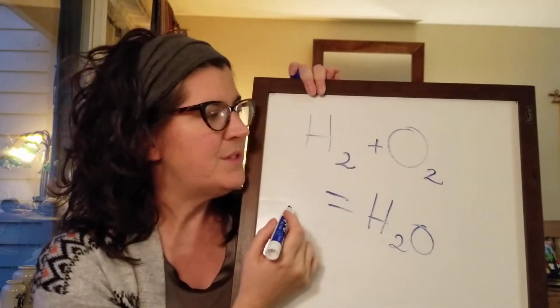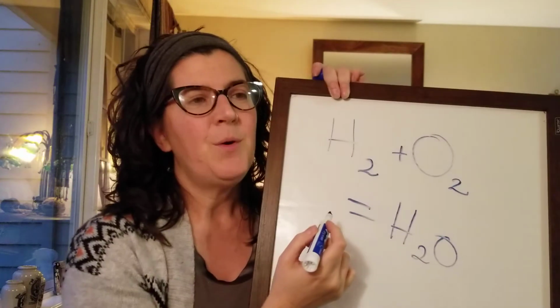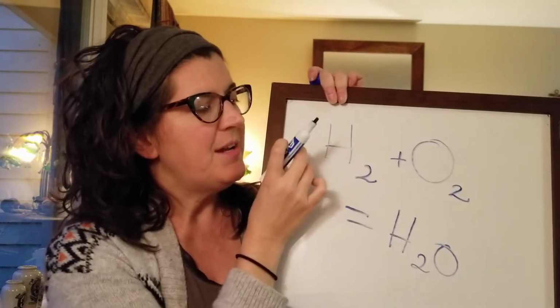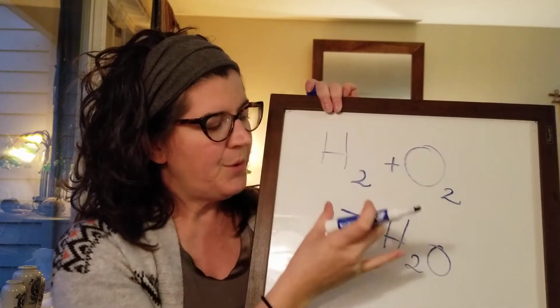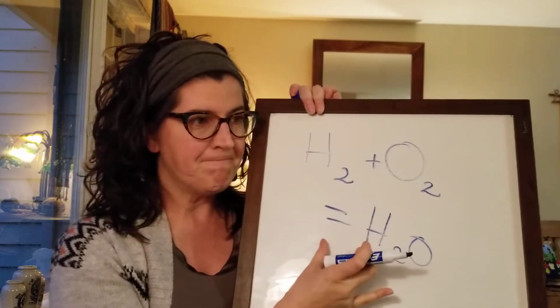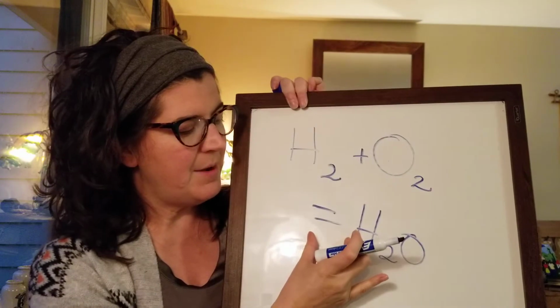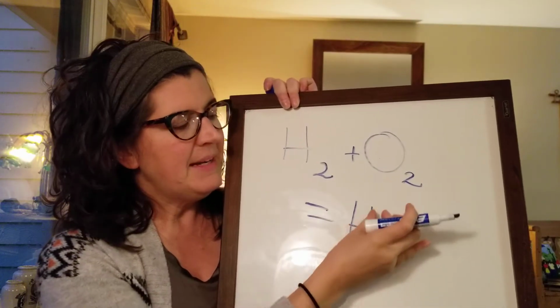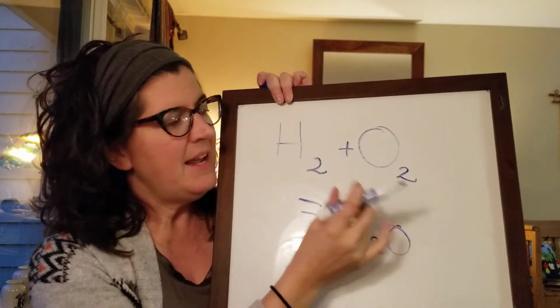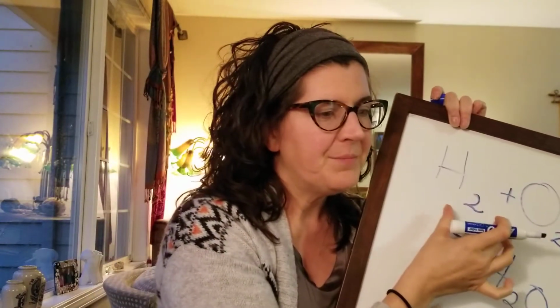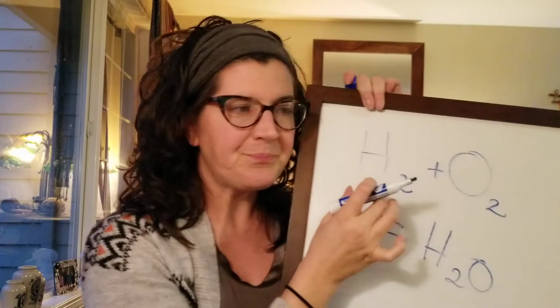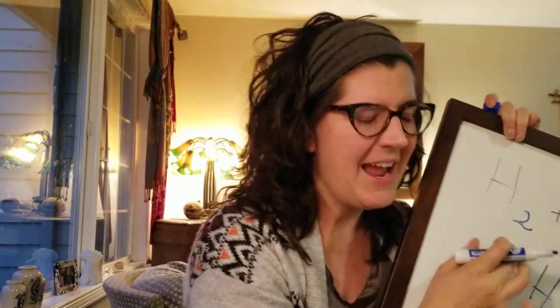So we're going to use coefficients. Coefficients are a number that can go in front of your reactants individually, or it can go in front of your product as a whole, but it doesn't ever go in between. And it is not a subscript.